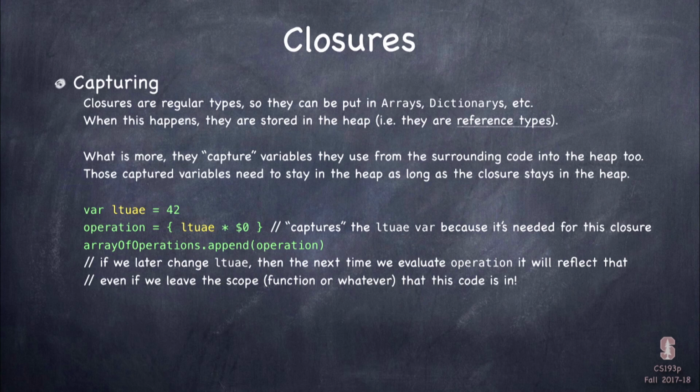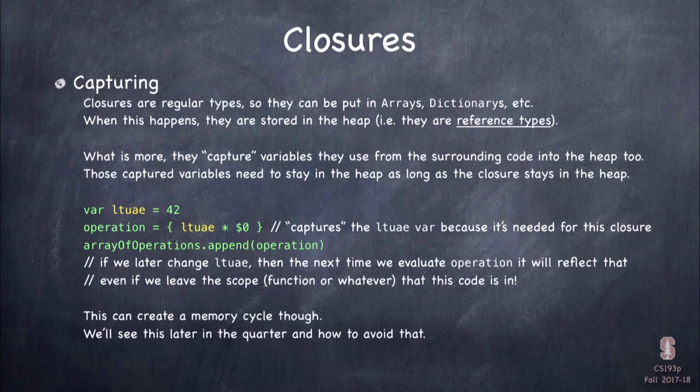And my operation, the closure there, says LTUAE times $0. So that closure is actually using a local variable inside it. Now what happens if I put that operation in an array? And then later go back and get it out of the array and execute it. Well, when it does that, LTUAE still needs to be there because otherwise the closure won't execute. So LTUAE gets captured into the heap and stays there until the closure goes away. Now, this is awesome. It all just works magically. You don't have to think about it except in one case, and that's a memory cycle.